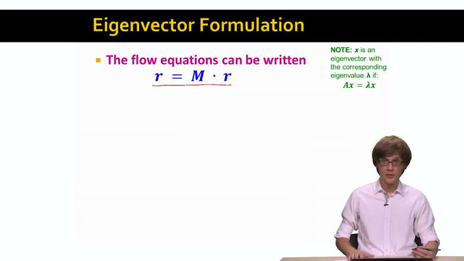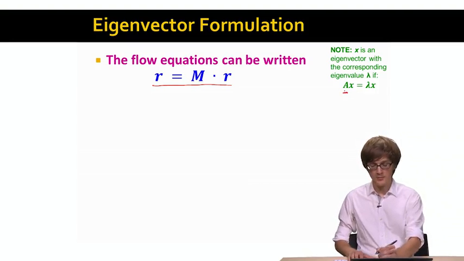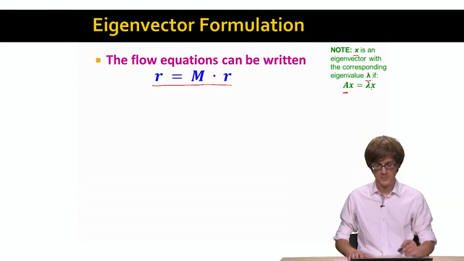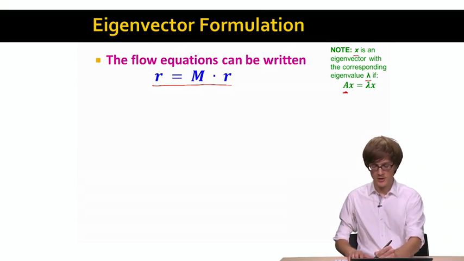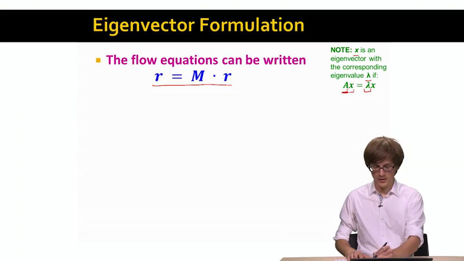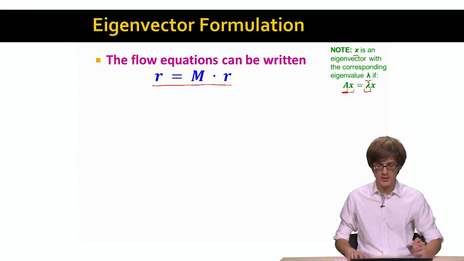So let me just remind you what eigenvalues and eigenvectors of a given matrix are. If I have a matrix A, then X is called an eigenvector with the corresponding eigenvalue lambda if X is a solution to the equation A times X equals lambda X. Just saying it again, A is a matrix that we are given, X is something that we'd like to compute, and it's a vector, and lambda is also something that we'd like to compute and is a scalar, a real number or a complex number. So the point is that X is an eigenvector and lambda is an eigenvalue if they are a solution to this equation AX equals lambda X.